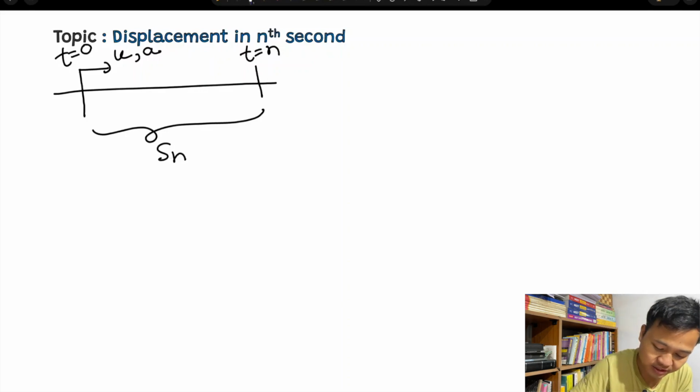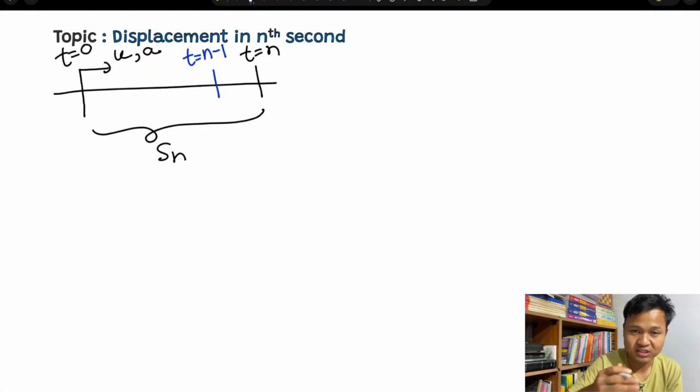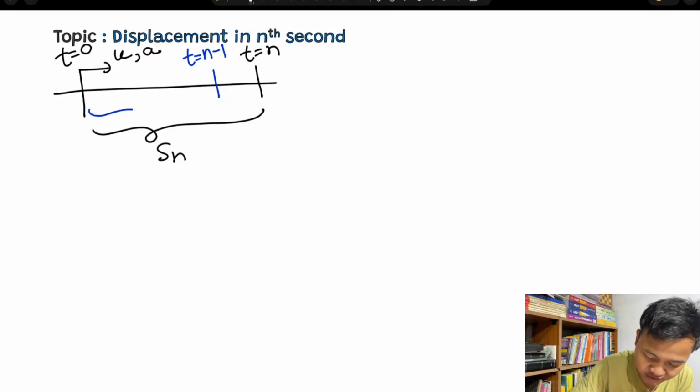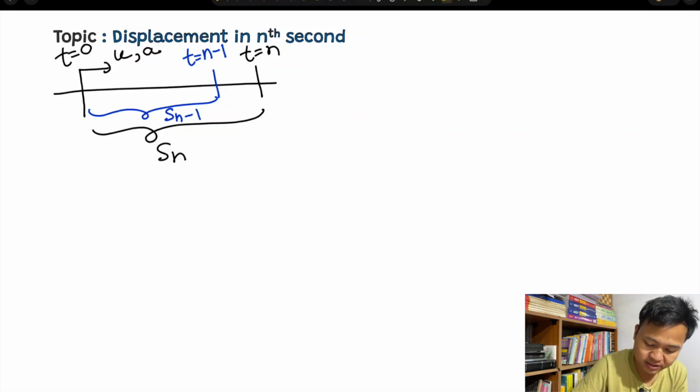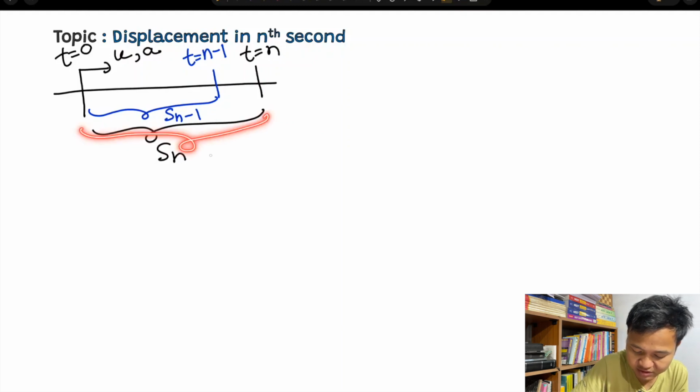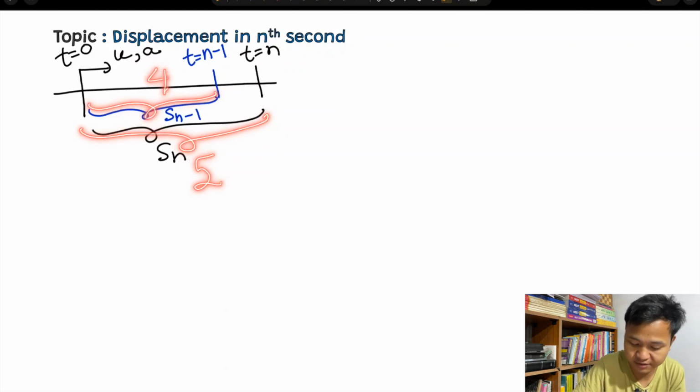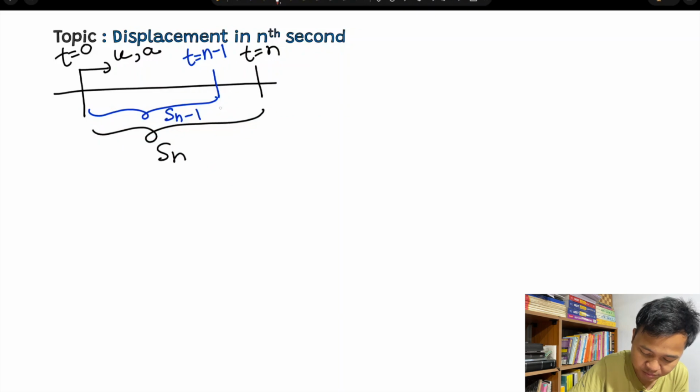Here let's say this is t equals n minus 1, one second before. The distance covered here is Sn minus 1. So in n seconds I have traveled Sn distance, and in n minus 1 seconds I have traveled Sn minus 1. For example, if I travel this in 5 seconds, then how much is this? This is 4 seconds, so 1 second less. We are supposed to find out how much distance is covered in this one second, the nth second, S nth.